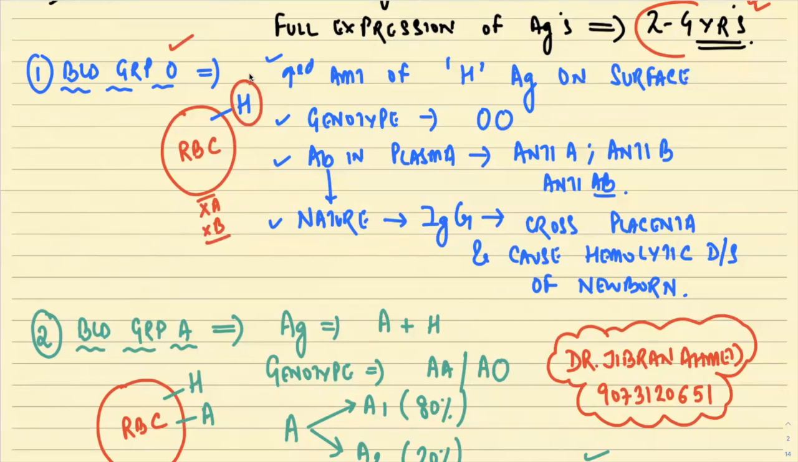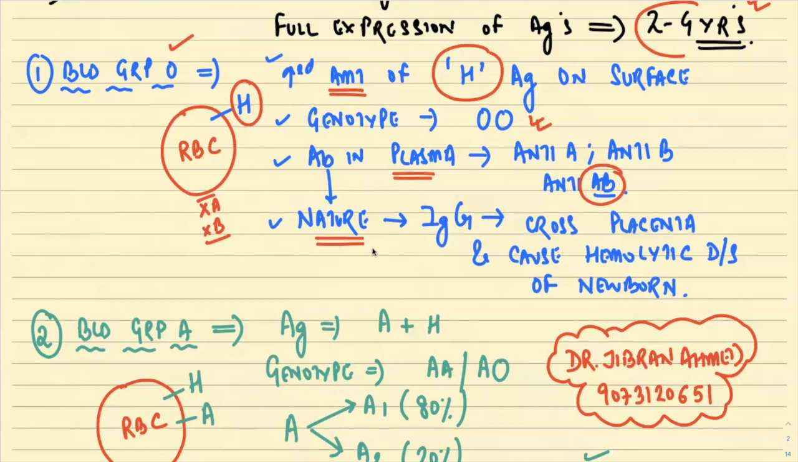Now, what is this H antigen? I will discuss it in detail. But over here, there is no A, no B. The genotype, remember, of these individuals is OO. These individuals only have an increased amount of an antigen called the H antigen. Only the H antigen is present on the surface of these individuals. Now, the antibodies which will be present in the plasma, in the sera, will be anti-A, anti-B, as well as anti-AB.